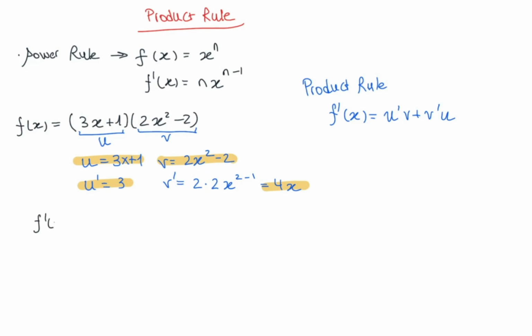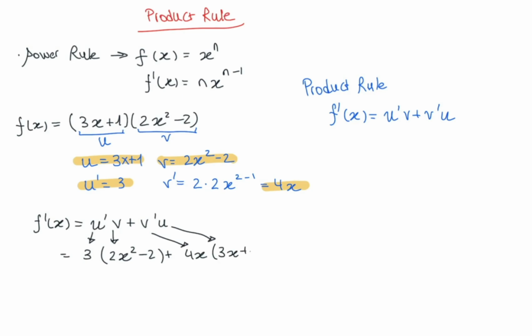So f prime of x, as I said, is u prime v plus v prime u. And now we just replace. Our u prime is 3, our v is 2x squared minus 2, plus our v prime is 4x and our u is 3x plus 1.